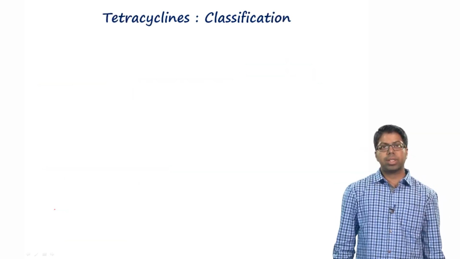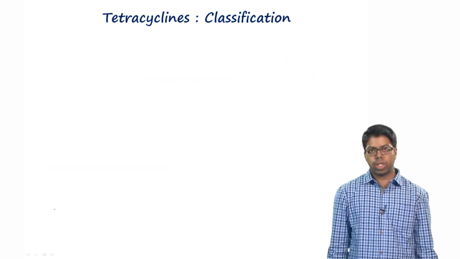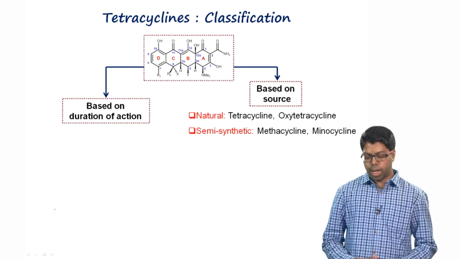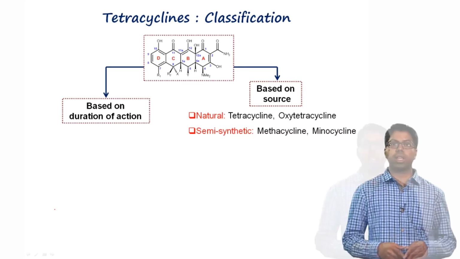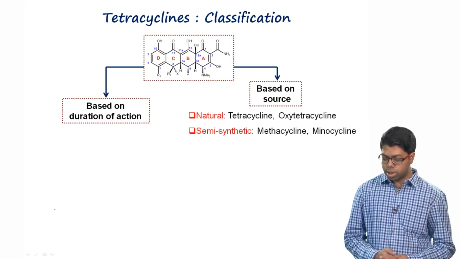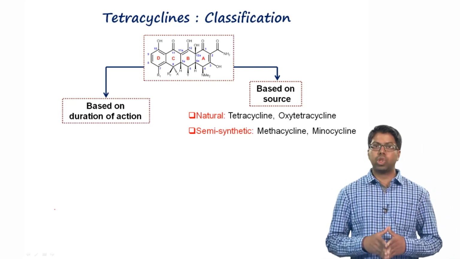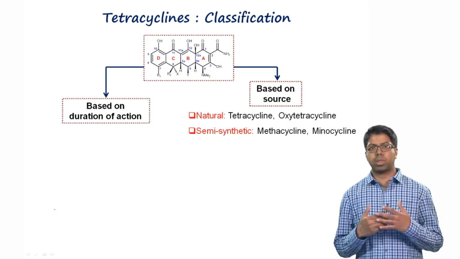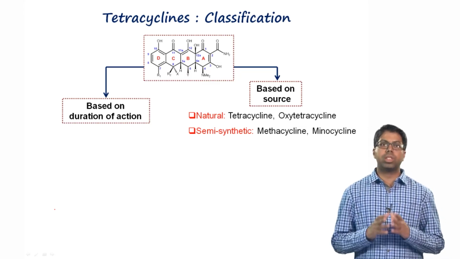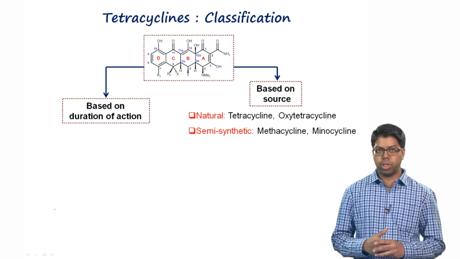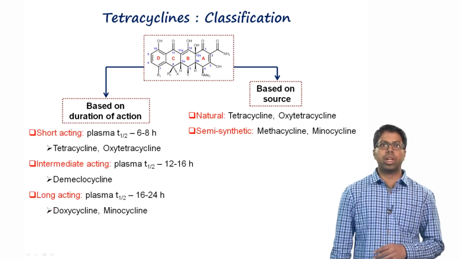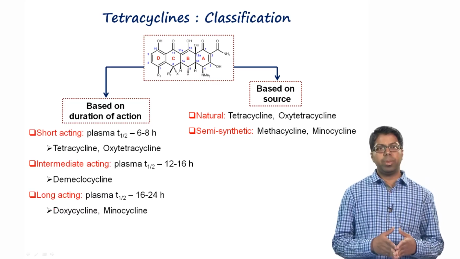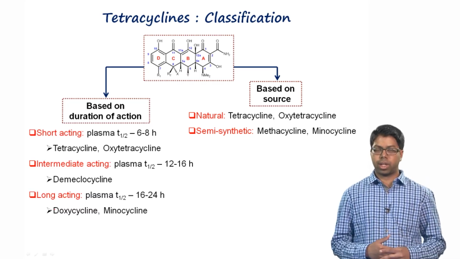Now, these tetracyclines can be classified based on the source they are obtained from. For example, natural tetracyclines include tetracycline and oxytetracycline, whereas methacycline and minocycline are semisynthetically derived tetracyclines. Tetracyclines are also classified based on the duration of action, meaning how long they are going to reside in our body, what their plasma half-life is. This classification is merely on the basis of pharmacokinetic parameters. Based on the duration of action, tetracyclines can be classified into 3 classes: short-acting tetracyclines, intermediate-acting tetracyclines and long-acting tetracyclines.